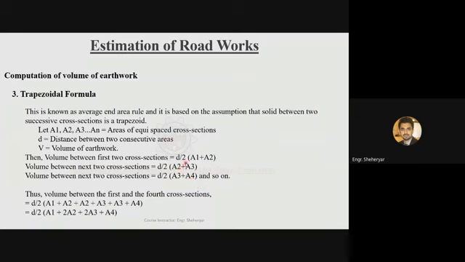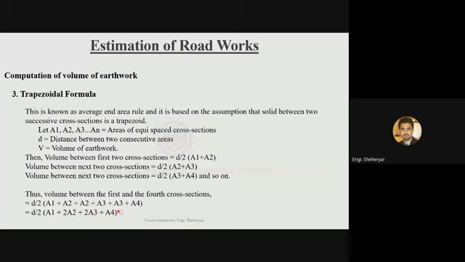Now what will be the total volume? You have to add all of these values. So d/2 (A1 plus A2) plus d/2 (A2 plus A3) plus d/2 (A3 plus A4). So you can see that d/2 is common in all of these. So you can take d/2 common, and the rest of the values will be inside the bracket: A1 plus A2 plus A2 plus A3 plus A3 plus A4. You can see this. So if I add these terms, A1 plus 2A2 plus 2A3 plus A4.